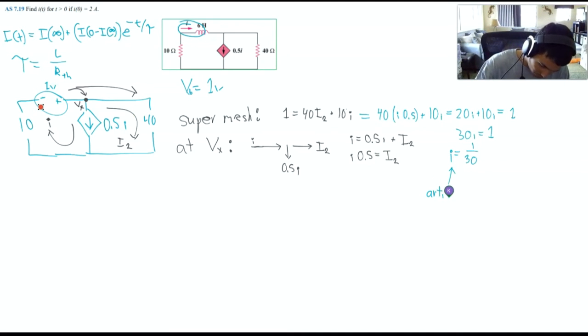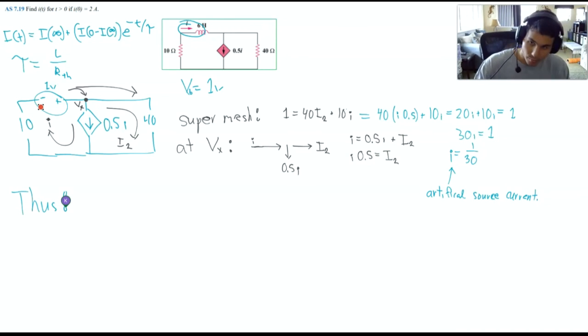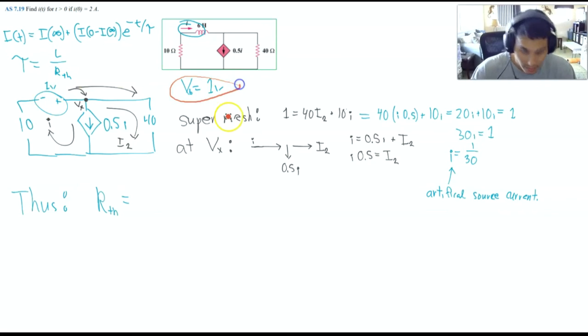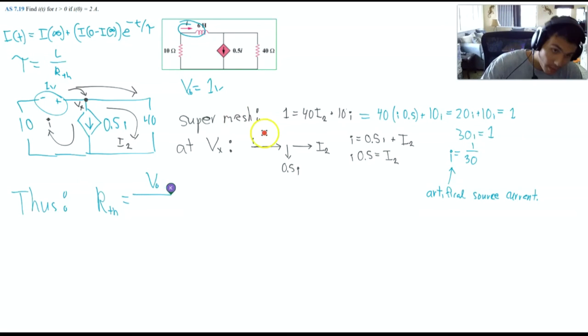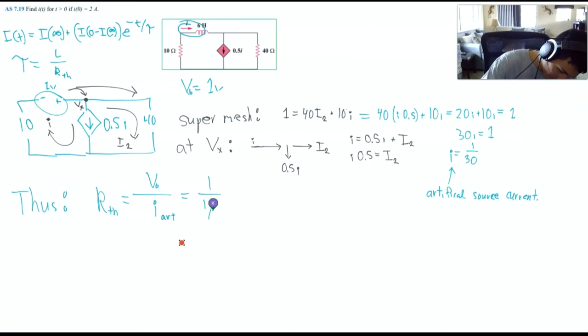Artificial source current. Okay, so a big conceptual thing happening here. Okay, thus, now we can actually find our Thevenin resistance, where our Thevenin is equal to what? It was equal to this guy, and this is just Ohm's law here, divided by i artificial, right? What's that? That's going to be 1 divided by 1 over 30, which is just 30 ohms.